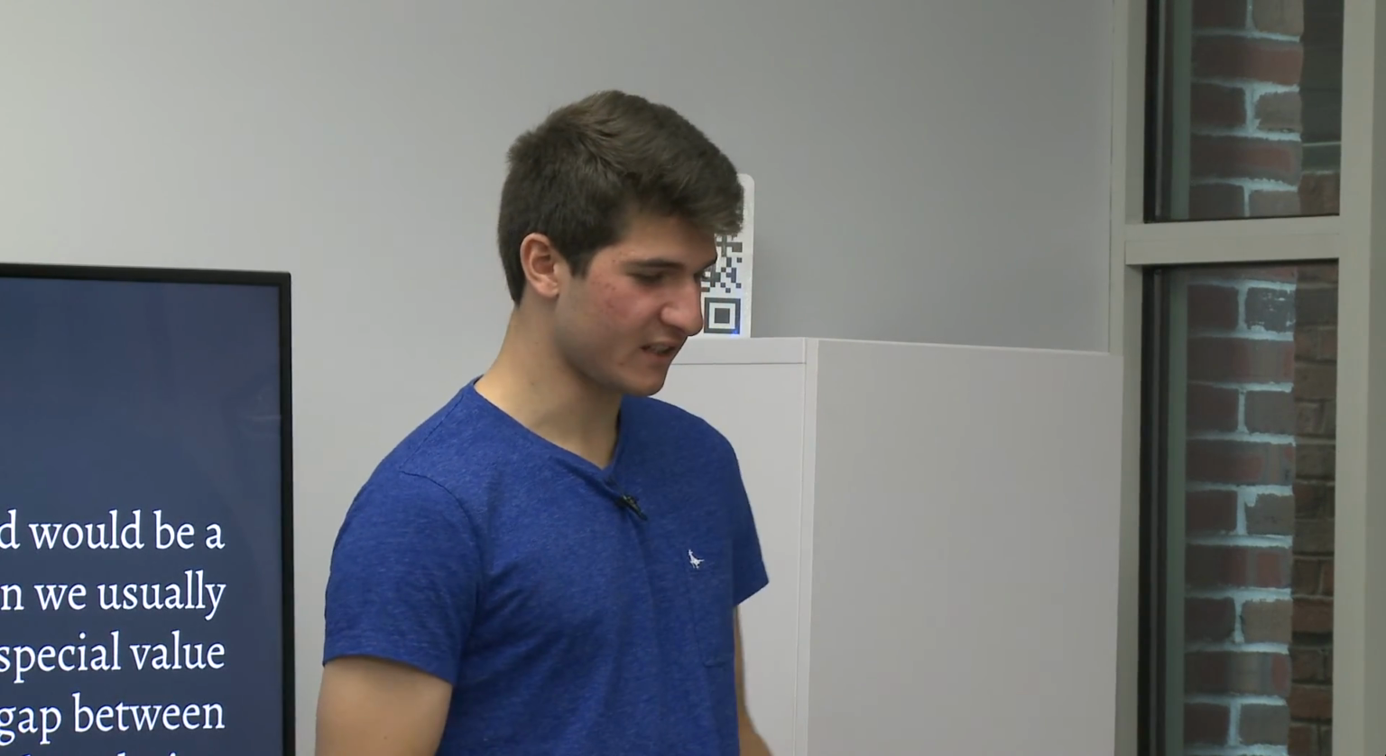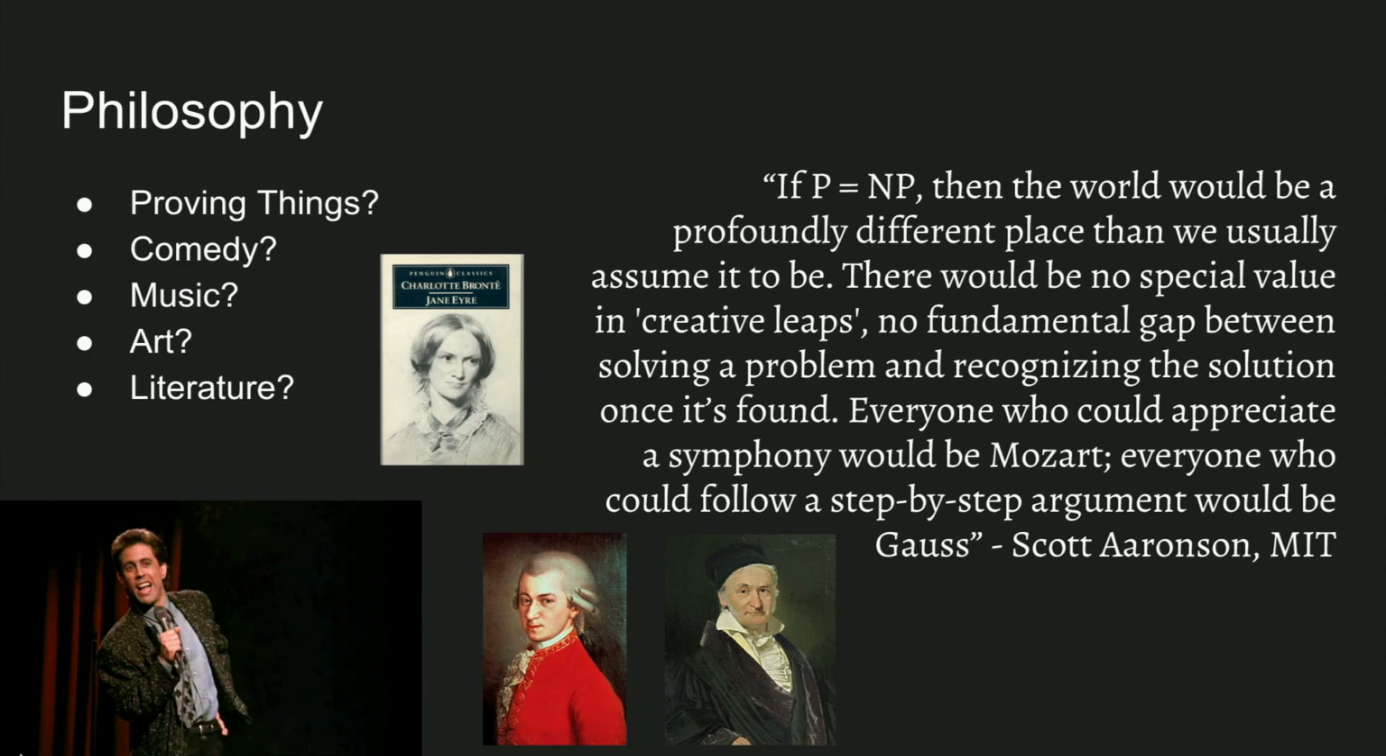And Scott Aaronson of MIT once said that if P equals NP, then the world would be a profoundly different place than we normally assume it to be. There would be no special value in creative leaps. There would be no fundamental gap between solving a problem and recognizing the solution once it's found. Everyone who could appreciate a symphony would be Mozart, and everyone who could follow a step-by-step argument would be Gauss. And I think that tells you something about the crazy ramifications of a proof that P did equal NP.